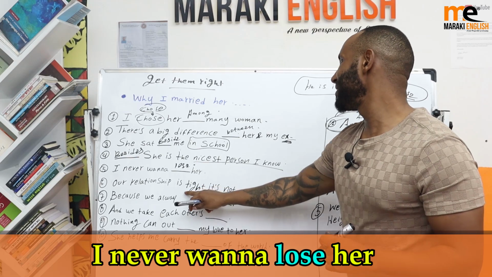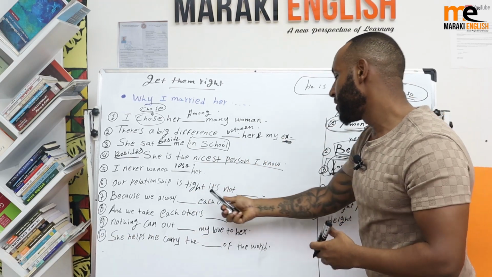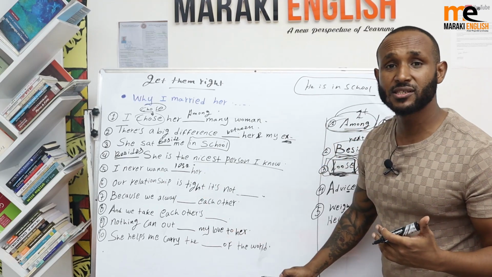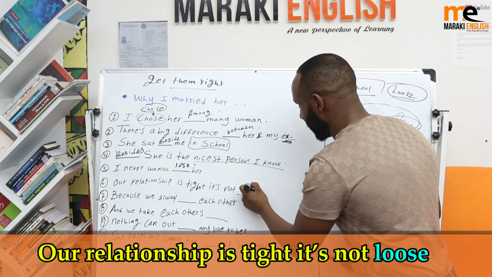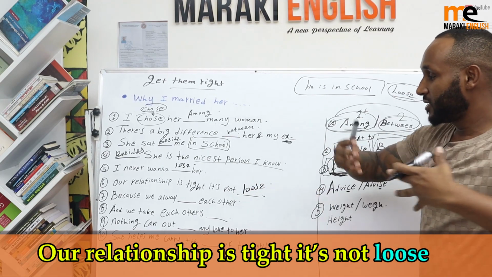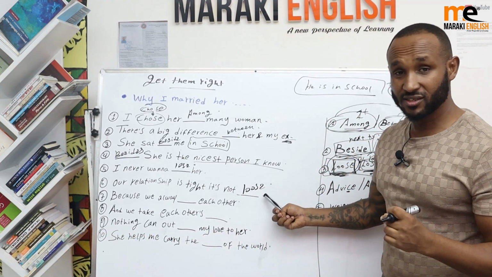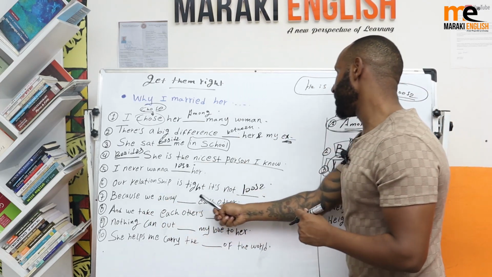Our relationship is tight. Our relationship is so tight. It's not loose. Of course, I just told you right now, right? Our relationship is so tight and it's not loose. Very good. Loose. Okay, because we always advise each other.